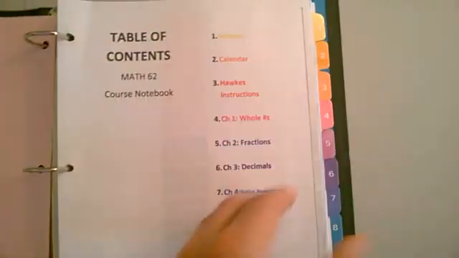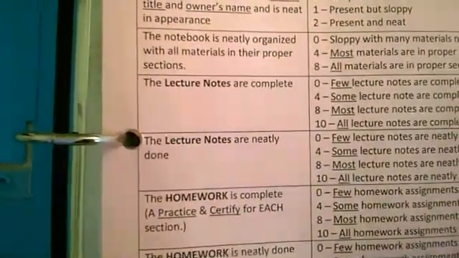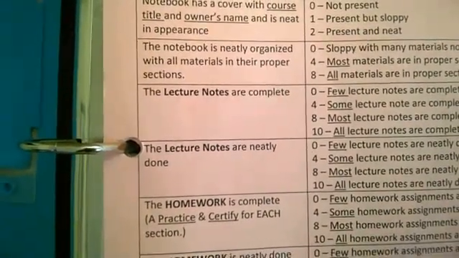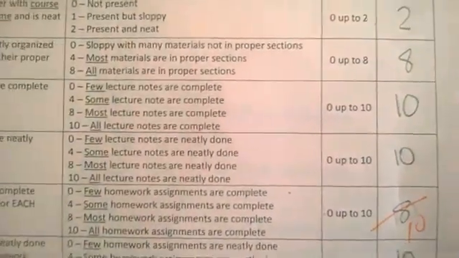Going back to the rubric, next categories are the lecture notes themselves. And you get points for both them being complete and being neat. And this is a big category. You get 10 points for completeness and 10 points for being neat. So if I go in and look at one of these, so let's go back in and look at fractions, for example. I look through these lecture notes and look to see if everything is complete.